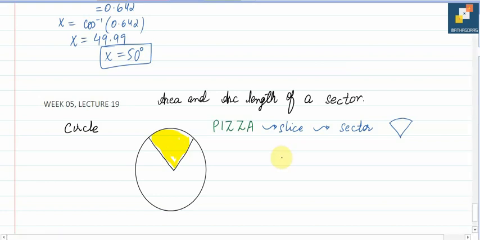Now in a sector we have some terminologies, right? In a sector, this length is radius, this length is radius, that is the angle theta, and this length is called the arc length, right? This is the arc length.